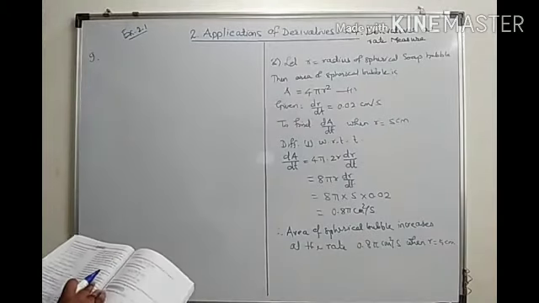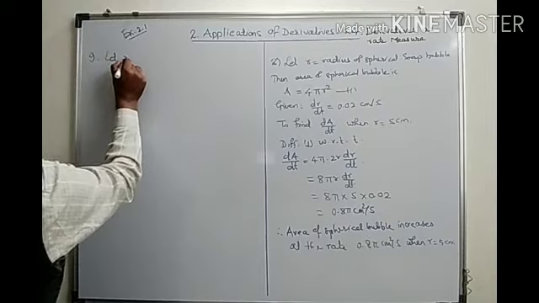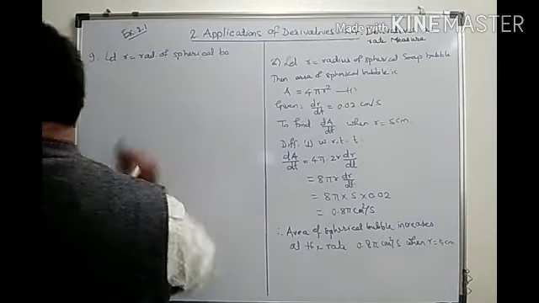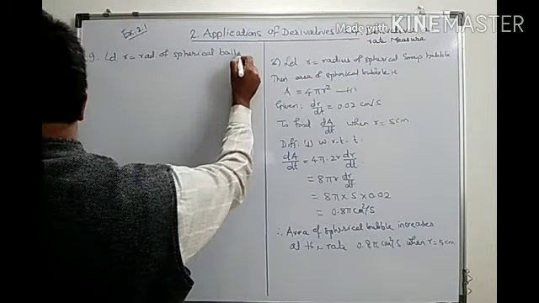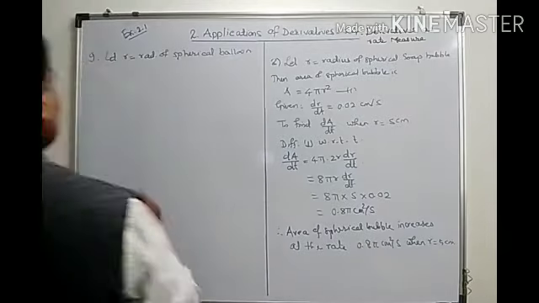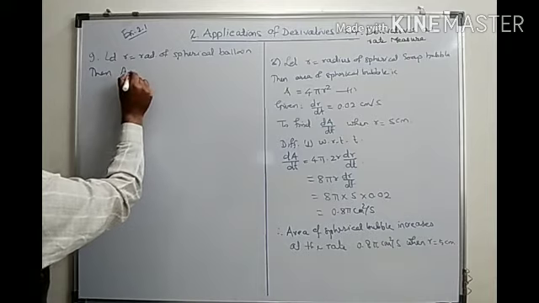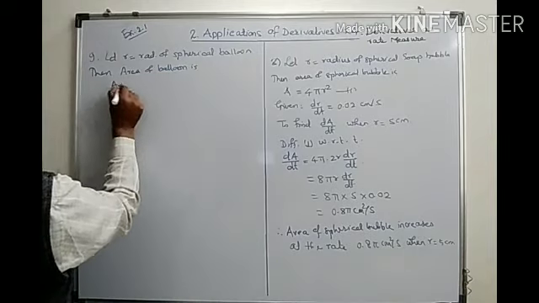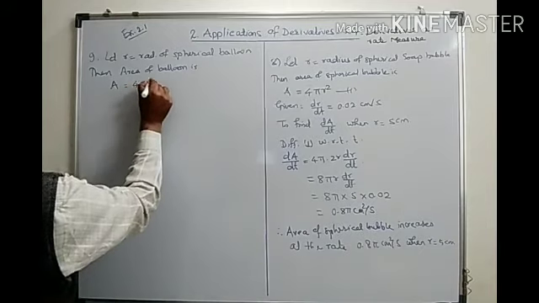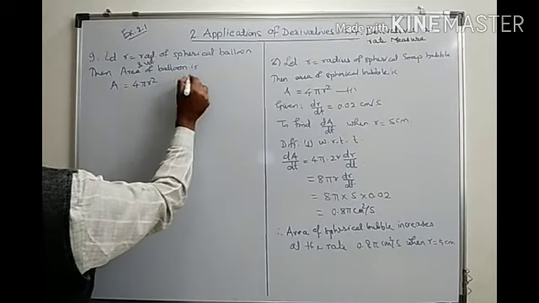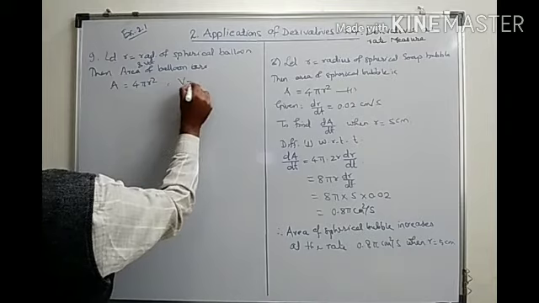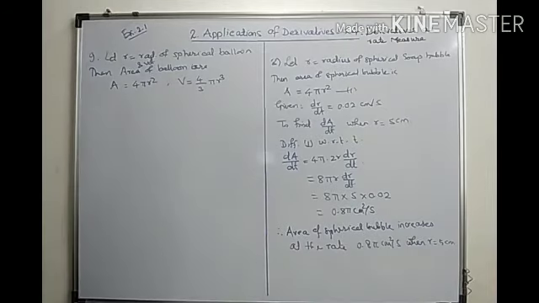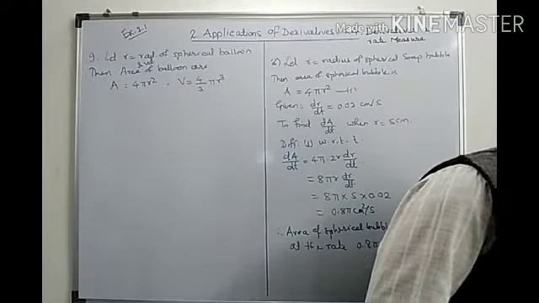So let r be the radius of the spherical balloon. Then the area of the balloon is A is equal to 4 pi r square, and the volume V is equal to 4 by 3 pi r cube. So these are the formulas.